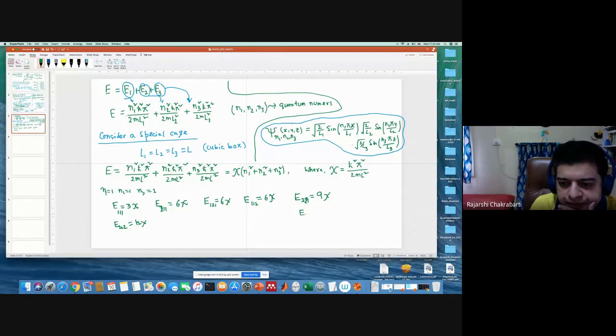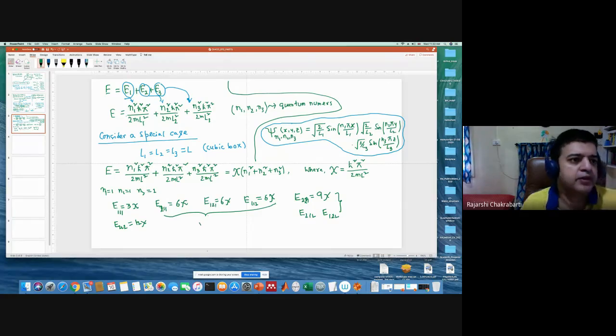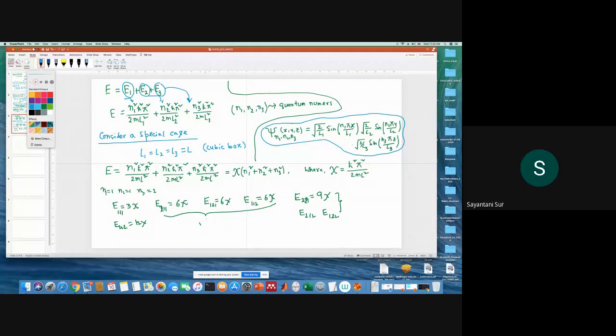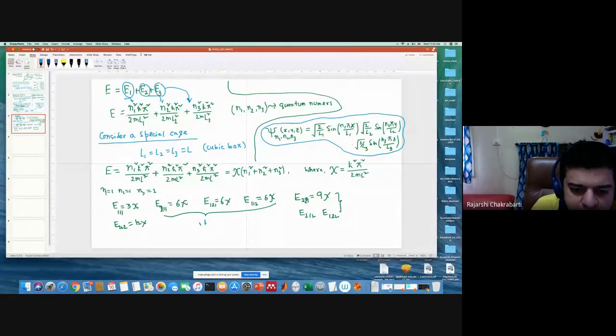Same value, but different quantum numbers: 212, also something like 122, and both are having the same energy. So all these 3 are degenerate in energy. Yes, sir. Degenerate.